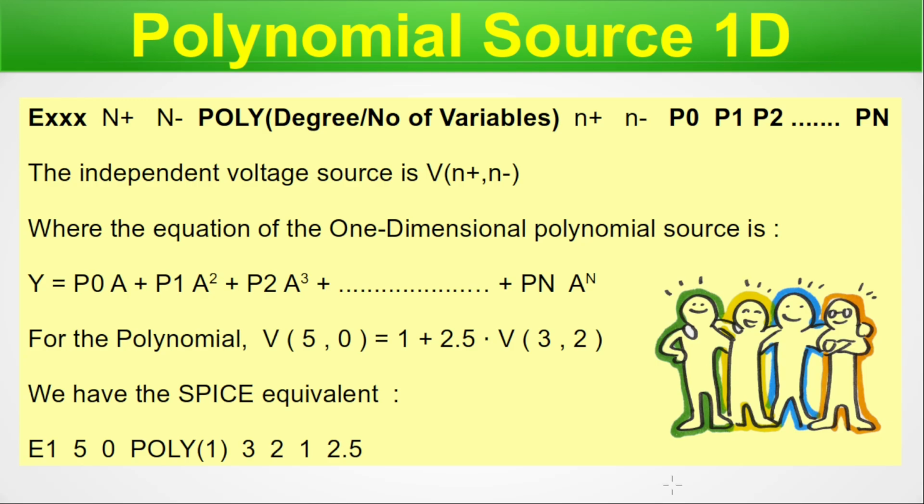Now we'll move on to the next slide. Here we will talk about the polynomial source that is two dimensional. So here you can see there are two rows of coefficients, that is two dimensional, and this is just a kind of graphics I kept here.